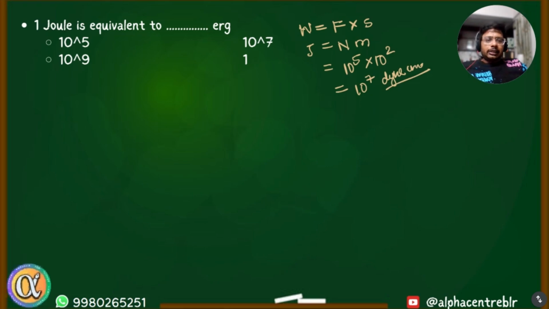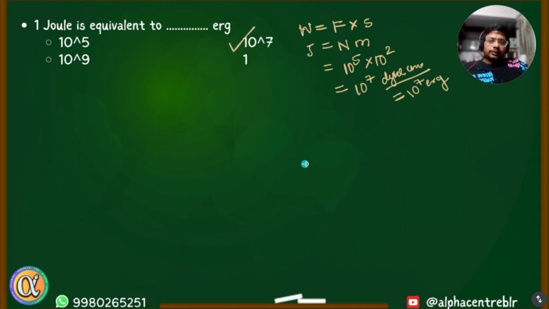1 dyne centimeter is 1 erg. So this derivation is also asked in exam. So please try to remember this. 1 joule is equivalent to 10 to the power 7 erg. Clear? Okay, let's move ahead. Next question.